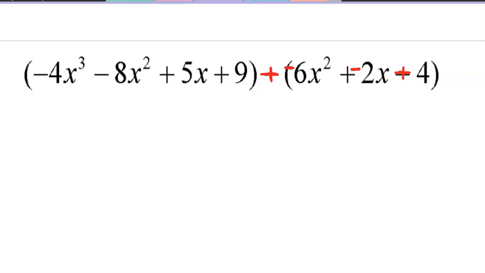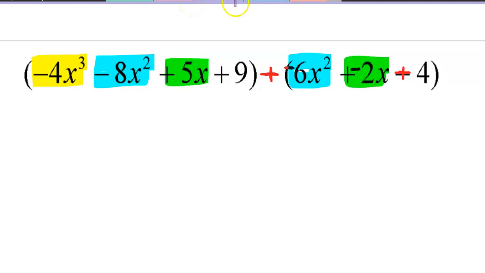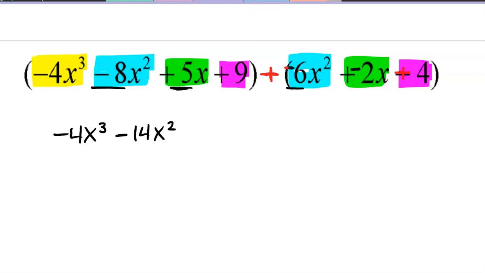Okay, let's go ahead and identify our like terms. X cubed does not match with anything, so move on. X squared will match with the negative 6x squared. 5x matches with this, and last but not least, our constant terms will match here. Okay, so the negative 4x cubed, nothing happens with that one. When we look at my blue terms, I have negative 8, negative 6, that is going to be negative 14x squared. We have a positive 5, we have a negative 2, that's going to be plus 3x, and we have 9 and 4, that's going to give me 13.